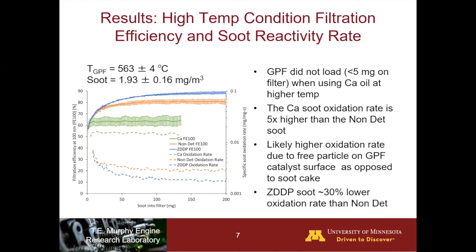Also, if you look at the oxidation curves for ZDDP and the non-detergents, so those are the orange dashed lines and the blue dashed lines, you can see that they start high and then plateau at kind of an equilibrium value. And this is, we think, because initially during the loading process, there's very little soot cake. And so the surface to volume ratio of the soot cake is much higher. So therefore, there's more soot in contact with the catalytic surface of the GPF, which increases the oxidation rate. And then it eventually levels out once the thickness of the soot cake layer equilibrates.